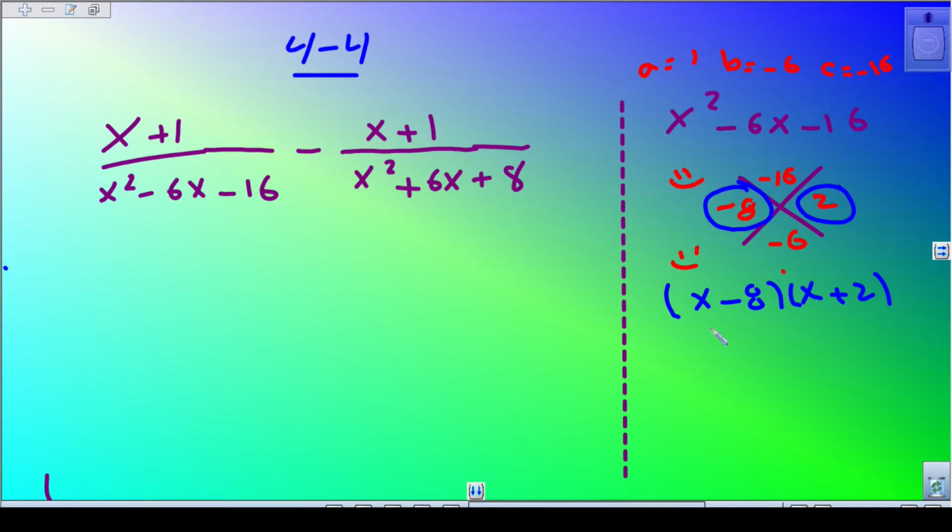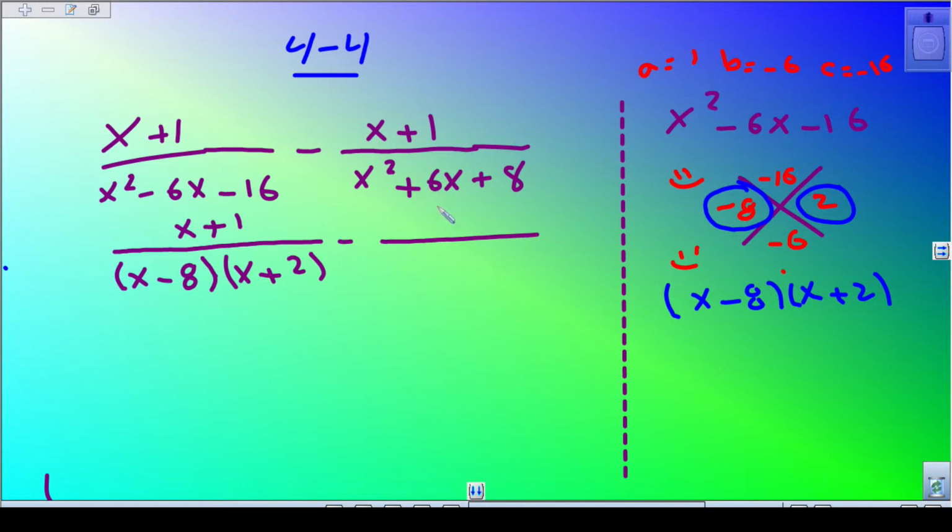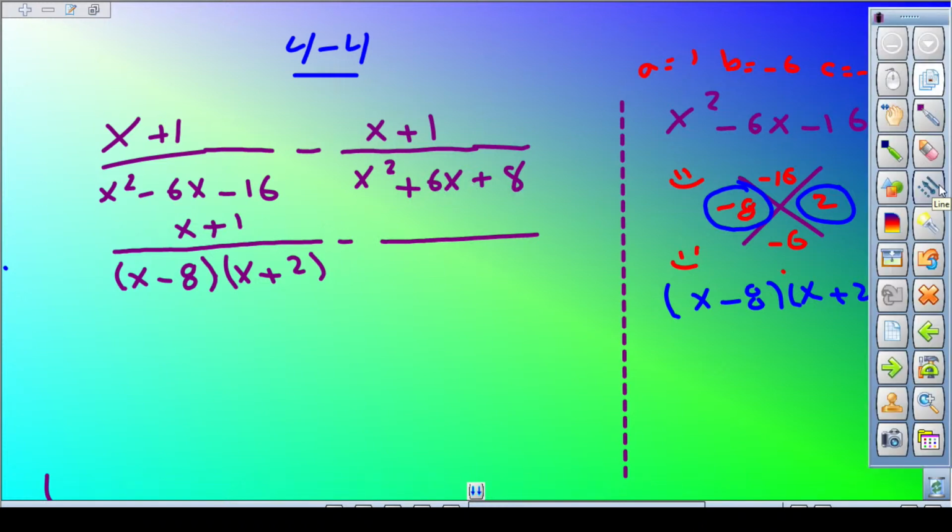So I'm going to replace this quadratic with these two factors. Again, what we're trying to do is not duplicate the denominator, so I need to be able to find out what's inside the quadratic. That would lessen the work in terms of coming up with a common denominator, the least common denominator. So that was what's hidden inside of x squared minus 6x minus 16. Now I have to find out what's hidden behind x squared plus 6x plus 8, and for that, I also have to factor.